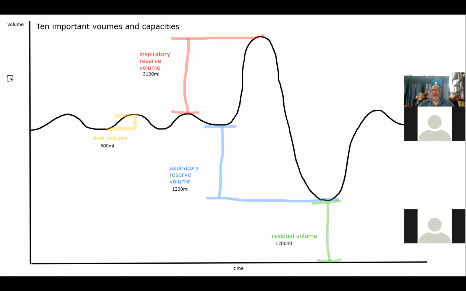But more importantly, if I gave you any 4 numbers for this, should you be able to do all the calculations necessary for all of the capacities? Absolutely. So let's talk about the first one. The first capacity I want to talk about, and let's go with purple for this one, is our inspiratory capacity.